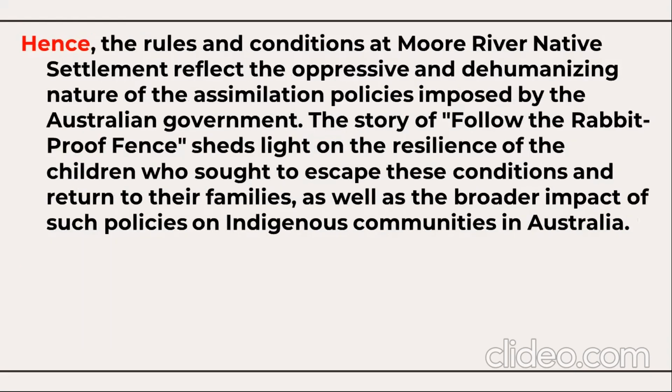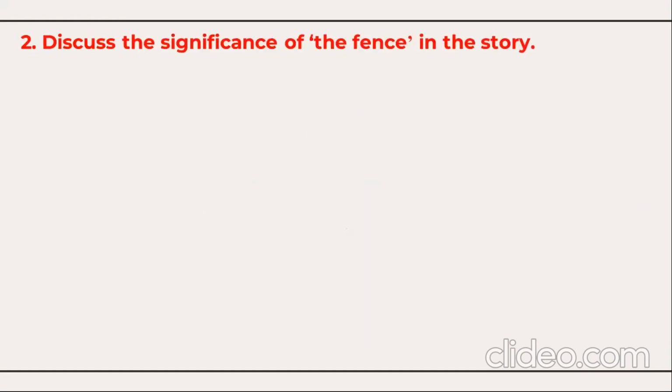Hence, the rules and the conditions at Moor River Native Settlement reflect the oppressive and dehumanizing nature of the assimilation policies imposed by the Australian government. The story of Follow the Rabbit Proof Fence sheds light on the resilience of the children who sought to escape these conditions and return to their families, as well as the broader impact of such policies on indigenous communities in Australia. So this is the first question for 5 marks.